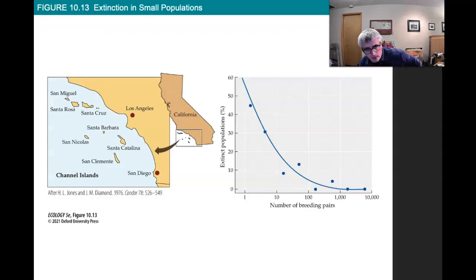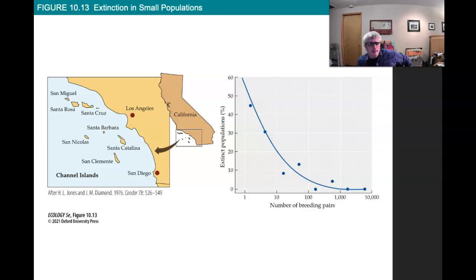This is an example of Southern California, these are the Channel Islands. And this is looking at bird populations. This is work by Jones and Diamond. I forget Jones's first name. Diamond, it's Jared Diamond, like the guy who wrote Guns, Germs, and Steel, among other books. I'm trying to see, I don't know where my books are from him. He's actually a bird guy. He's done a bunch of other stuff too.